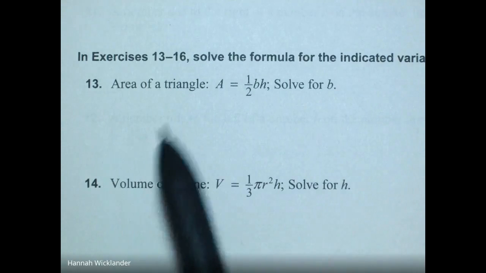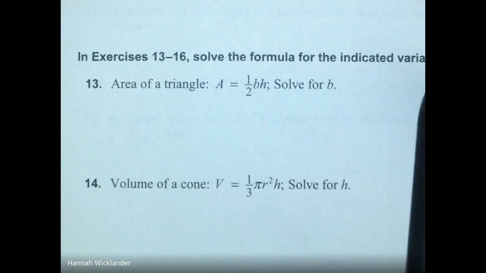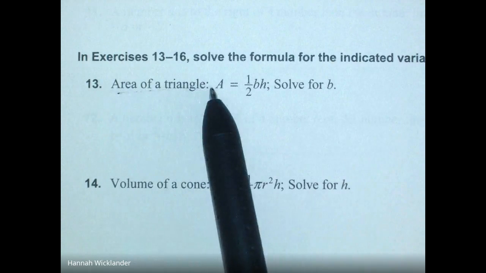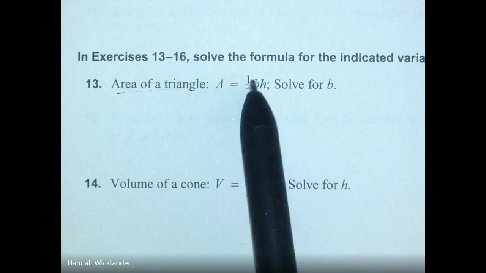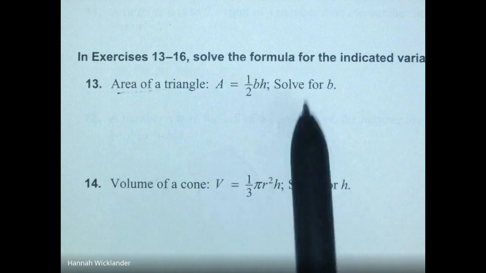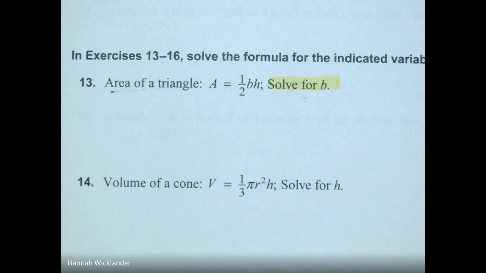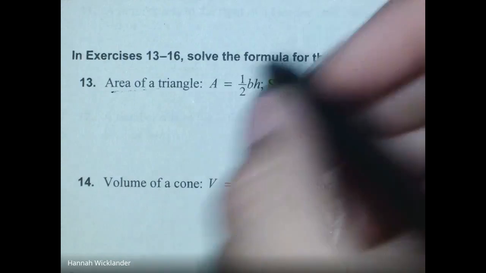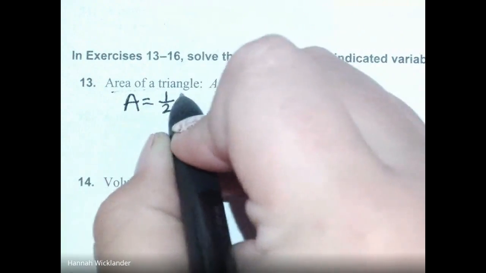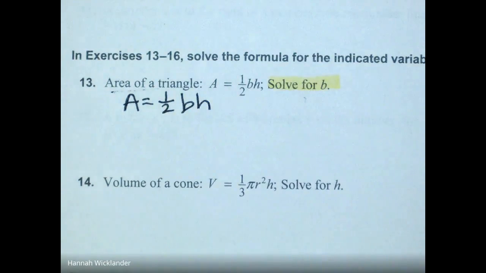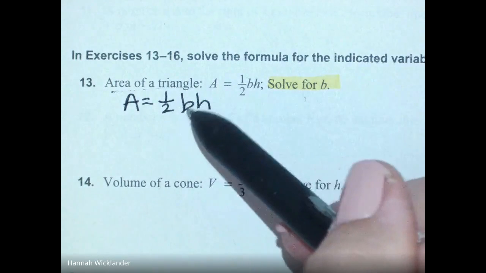Okay, so solve the formula for the indicated variable. So the area of a triangle, the formula for that is area equals half of base times height. Solve for B. So what it's asking me to do is solve the formula for B. So I'm going to take this formula and move it around to get it as a B equals equation. So I have area equals 1/2 base times height.